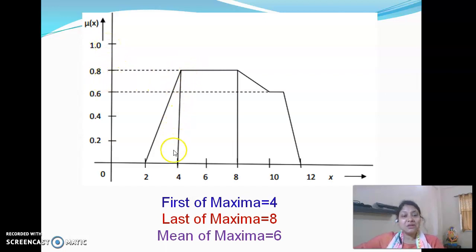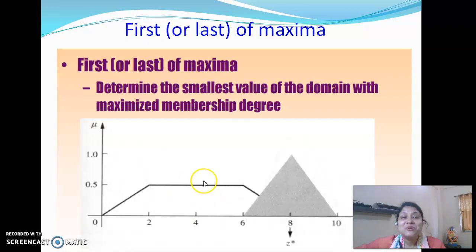So if we draw vertical lines from these two points, that is the first of maxima and the last of maxima, then you get two distinct points, one is 4, another is 8, and then you can determine the mean of maxima, which is 6. So 6 will be the answer. Here you need to know that this kind of technique deals with the maxima, whether it is asking for first of maxima, last of maxima, or mean of maxima.